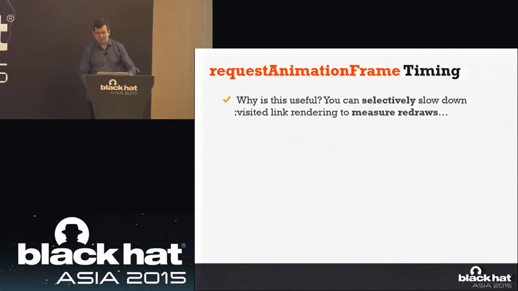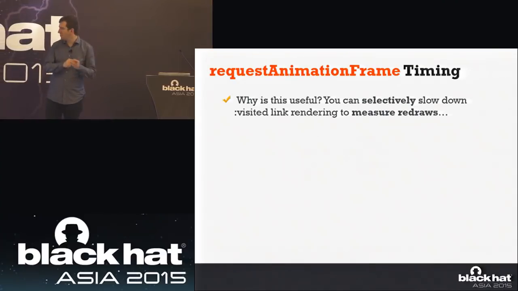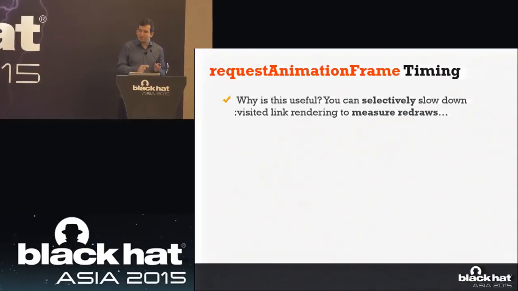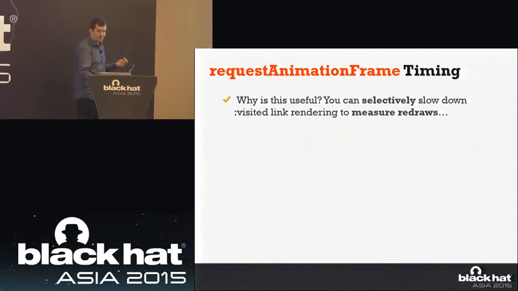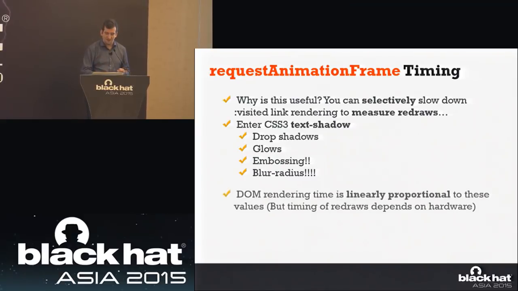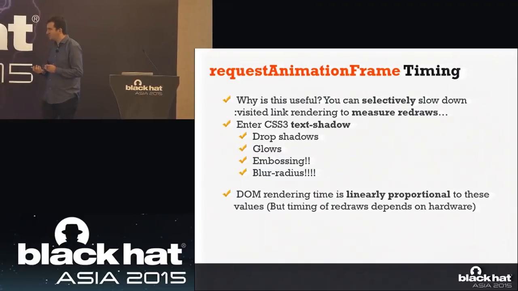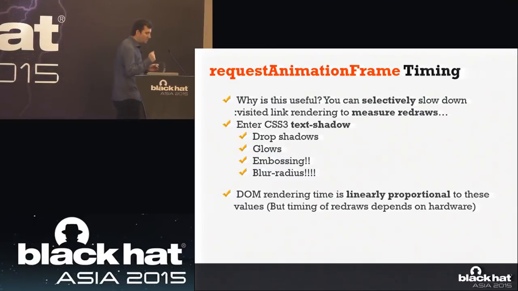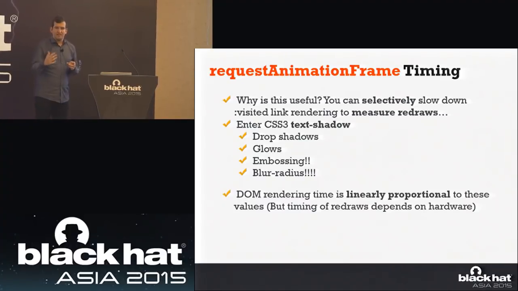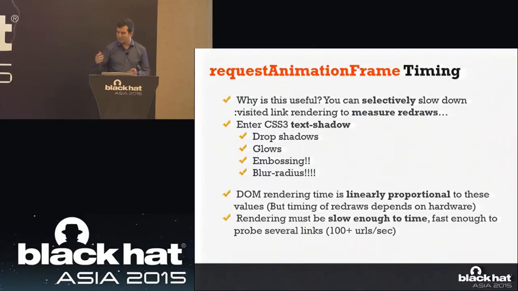You may think, well, that's not very useful, but it is, because you can selectively and purposely slow down links that were visited by you, by applying something that's going to make them slow. I'll talk about that something in a moment. What if you could selectively slow down certain links, and then measure how long it takes to render them? You could use something like CSS3 text-shadow, which allows effects like drop shadows, glows, blur radius, etc. The DOM rendering time is going to be linearly proportional to how complex the CSS3 filters are. The more complex the filters, animations, transformations, or whatever effects you apply, the longer it's going to take the page to render those links. So you can apply all those effects to the links that were visited and not apply any effect to links that have not been visited. And then the timing is going to depend on how fast your computer is.